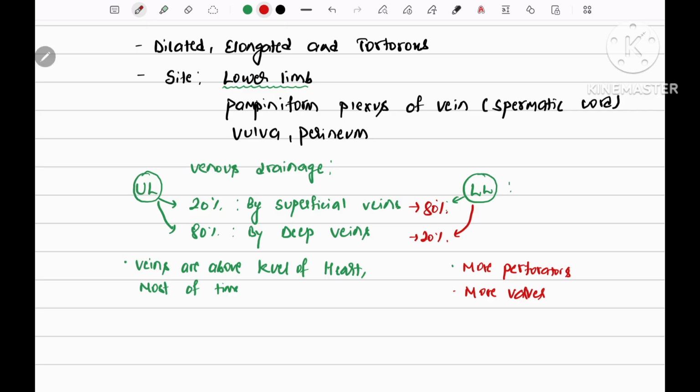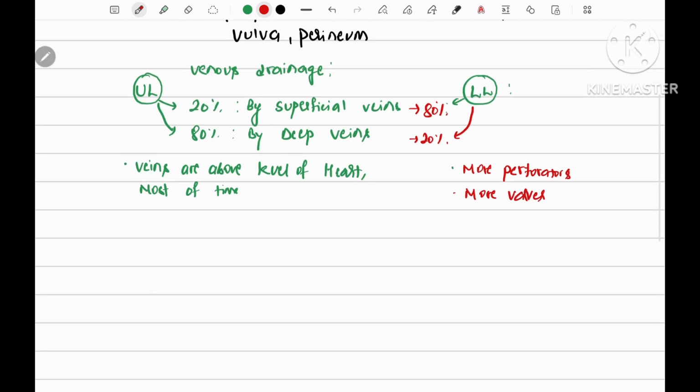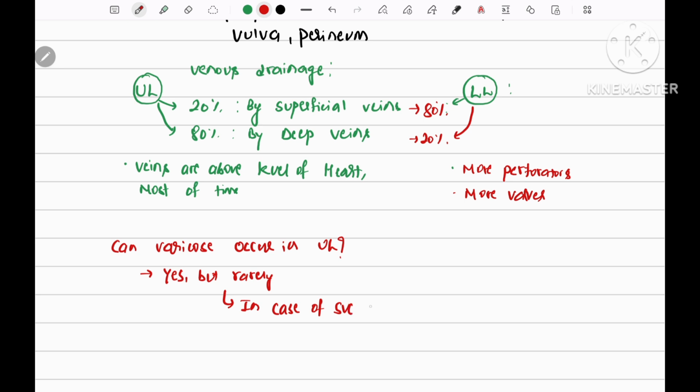Now again, the external asked: can varicose vein occur in the upper limb? Yes, of course, but very rarely. When does this happen? In case of SVC syndrome, superior vena cava syndrome, varicose vein can occur in the upper limb also. This thing we have to know.